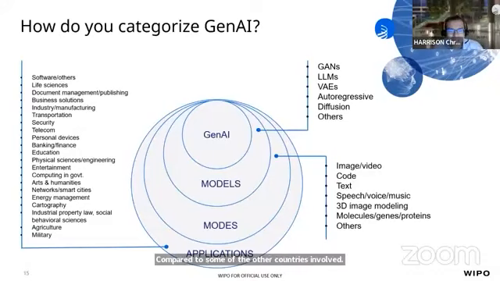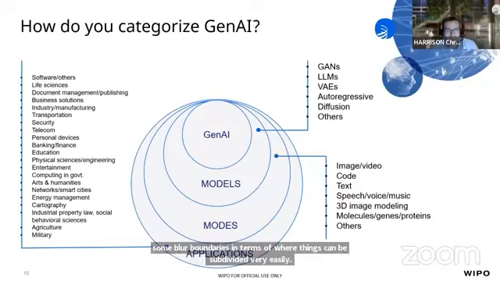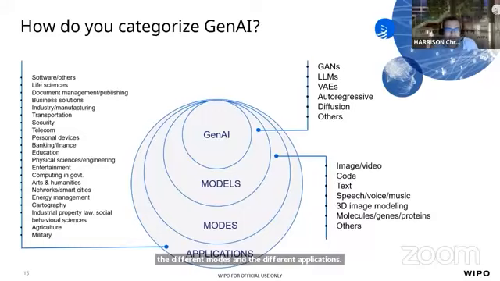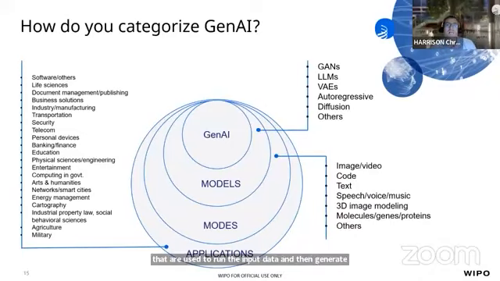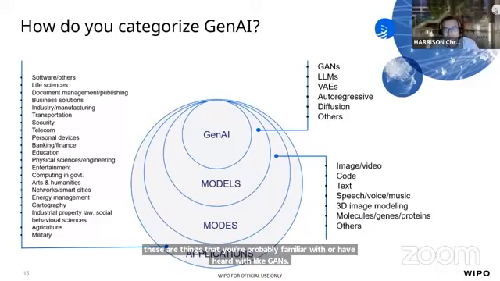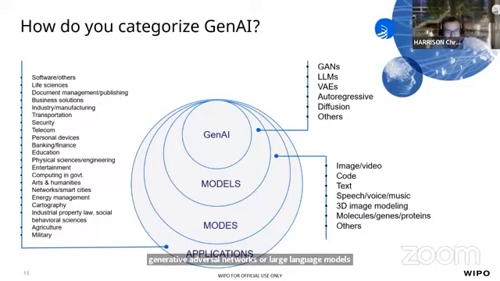Now, when it comes to trying to categorize Gen AI, it's very broad. There's some blurred boundaries in terms of where things can be subdivided very easily. But the way we approached this was to look at the different models, the different modes, and the different applications. So the different models are loosely the Gen AI algorithms that are used to run the input data and then generate the outputs. These are things that you're probably familiar with or have heard of, like GANs, generative adversarial networks, or large language models, or variational autoencoders. These are different models of Gen AI algorithms.